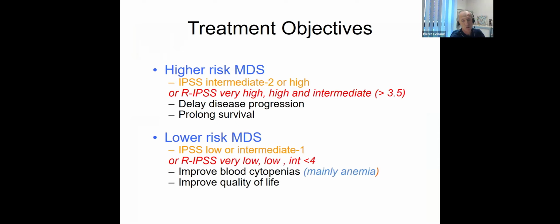In those patients, while in high-risk MDS the main purpose is to avoid progression to acute leukemia and improve survival, which is generally short, here one of the main objectives is to improve cytopenias, mainly anemia.